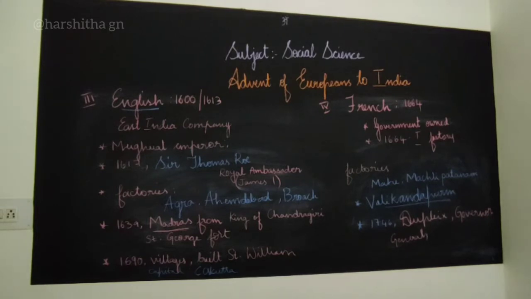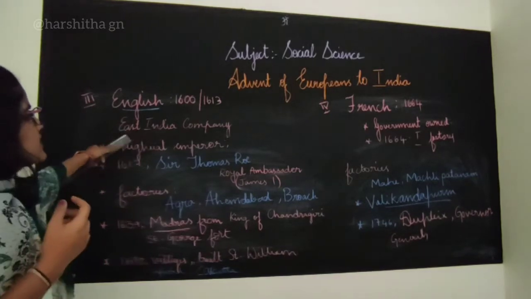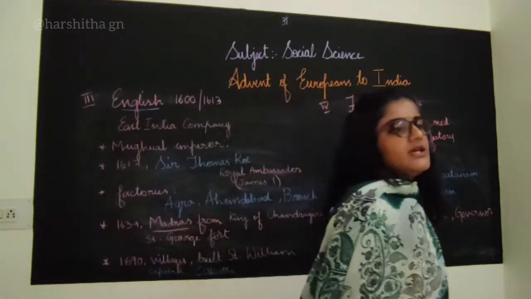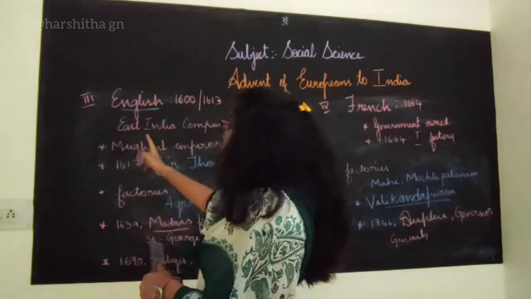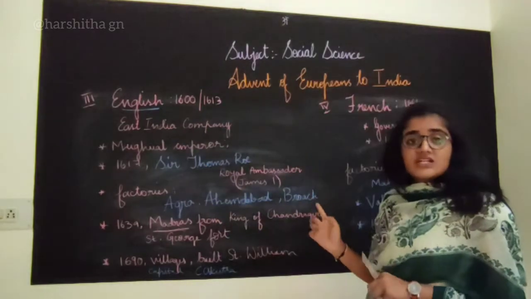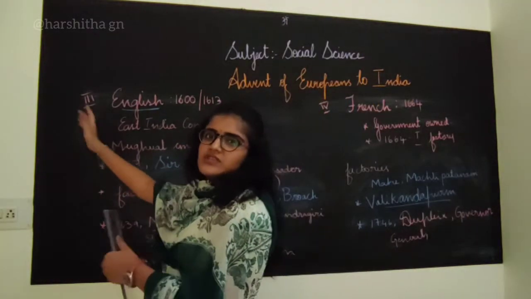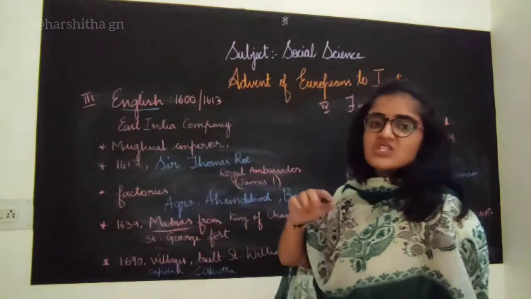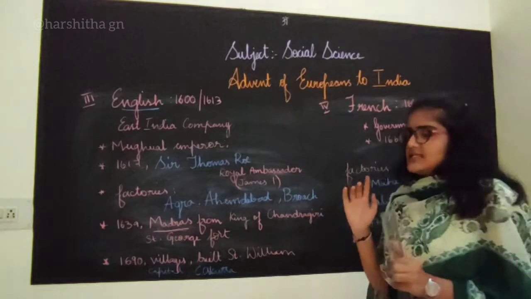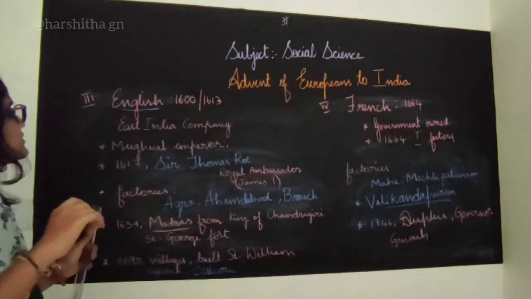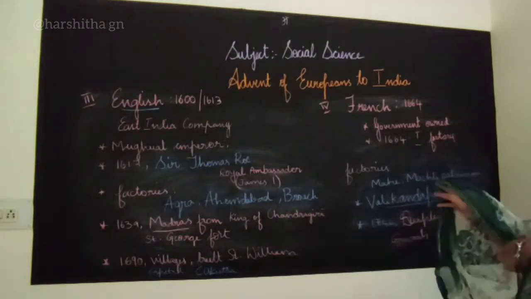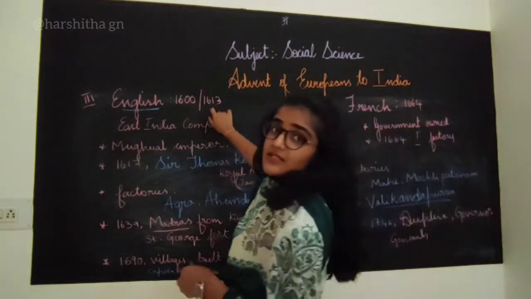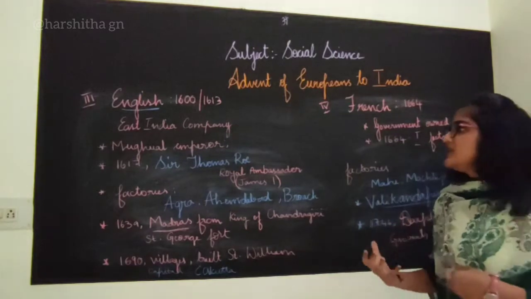The English got permission from Queen Elizabeth. She gave permission to a company called the East India Company in the year 1600. Let me remind you that the English were ruled by a company called the East India Company, whereas the Dutch were ruled by a company with an extra word, the United East India Company. Dutch is United East India Company and English is East India Company. Upon the permission of Queen Elizabeth, they came to India in 1600, but the actual rule started in the year 1613.